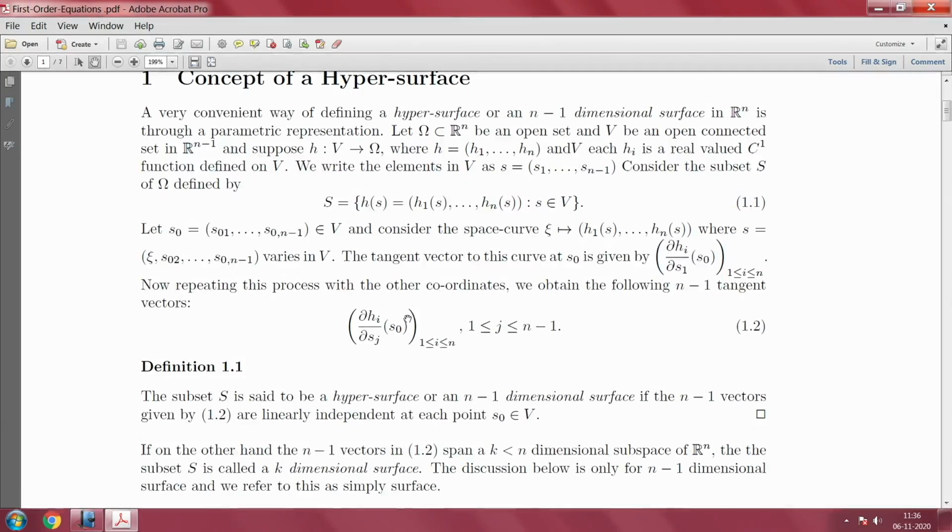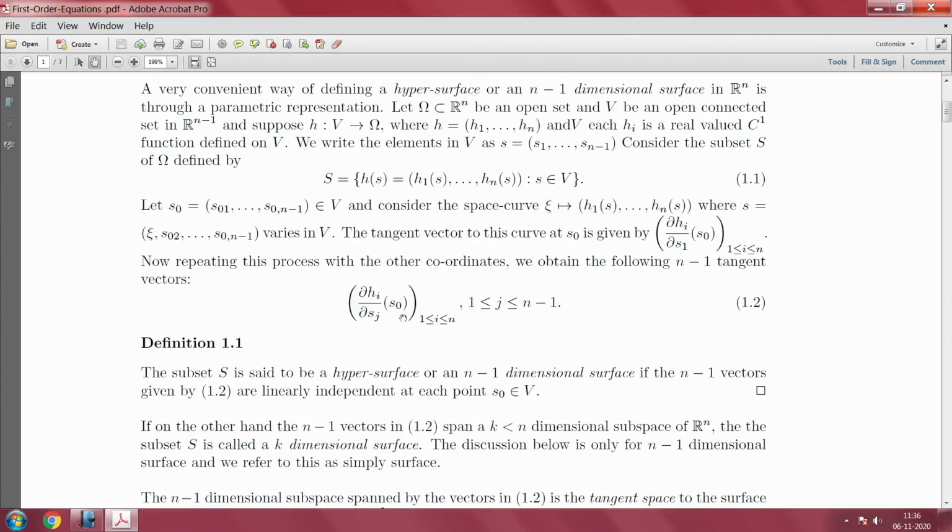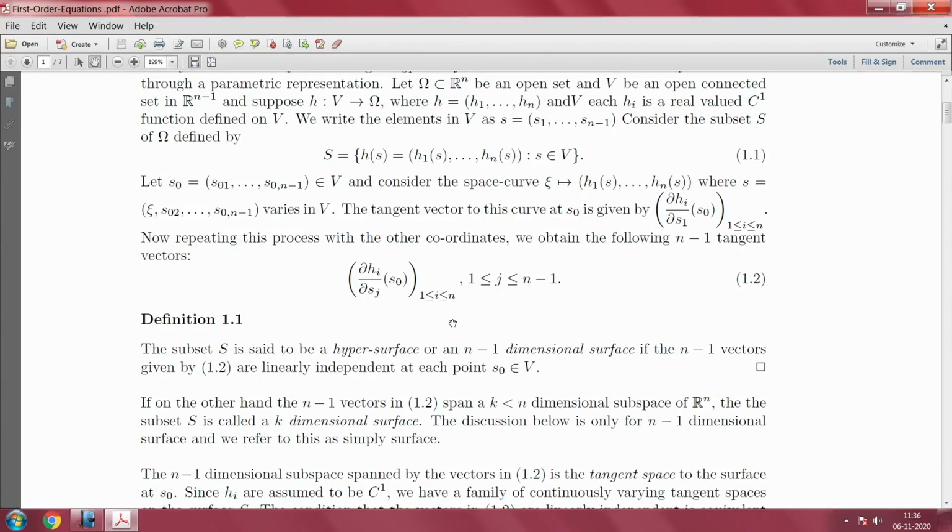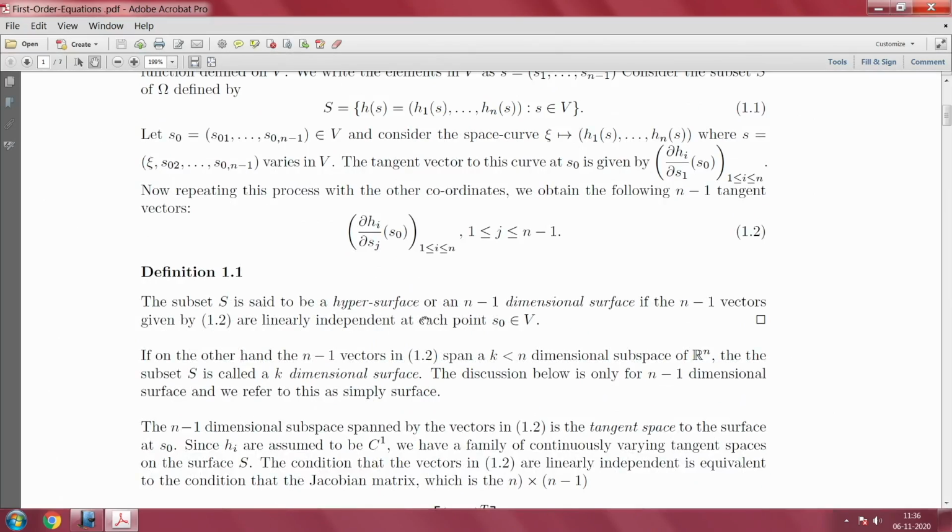Okay. So, this is more like a geometric definition. So, if these n minus 1 vectors are linearly independent, then we say that S is a hypersurface or simply a surface.